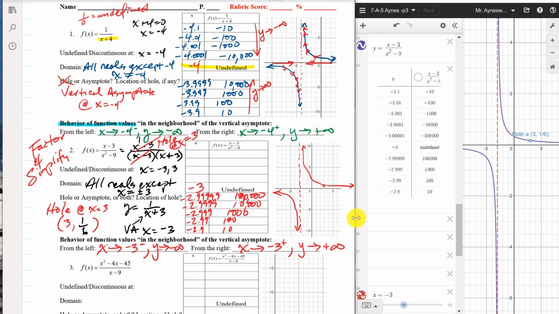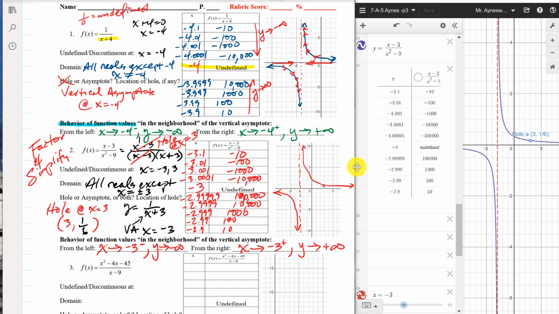On the left side, negative 3.1, the function value is negative 10. And then negative 3.01 is negative 100. And just look at the table of values here. Negative 3.001, all right, we're talking about negative 1,000. And then negative 3.0001, negative 10,000. So you guys, if I can do it right here in front of you, you can do it too. You just enter the function in, learn how to change it to a table, and then learn from it.